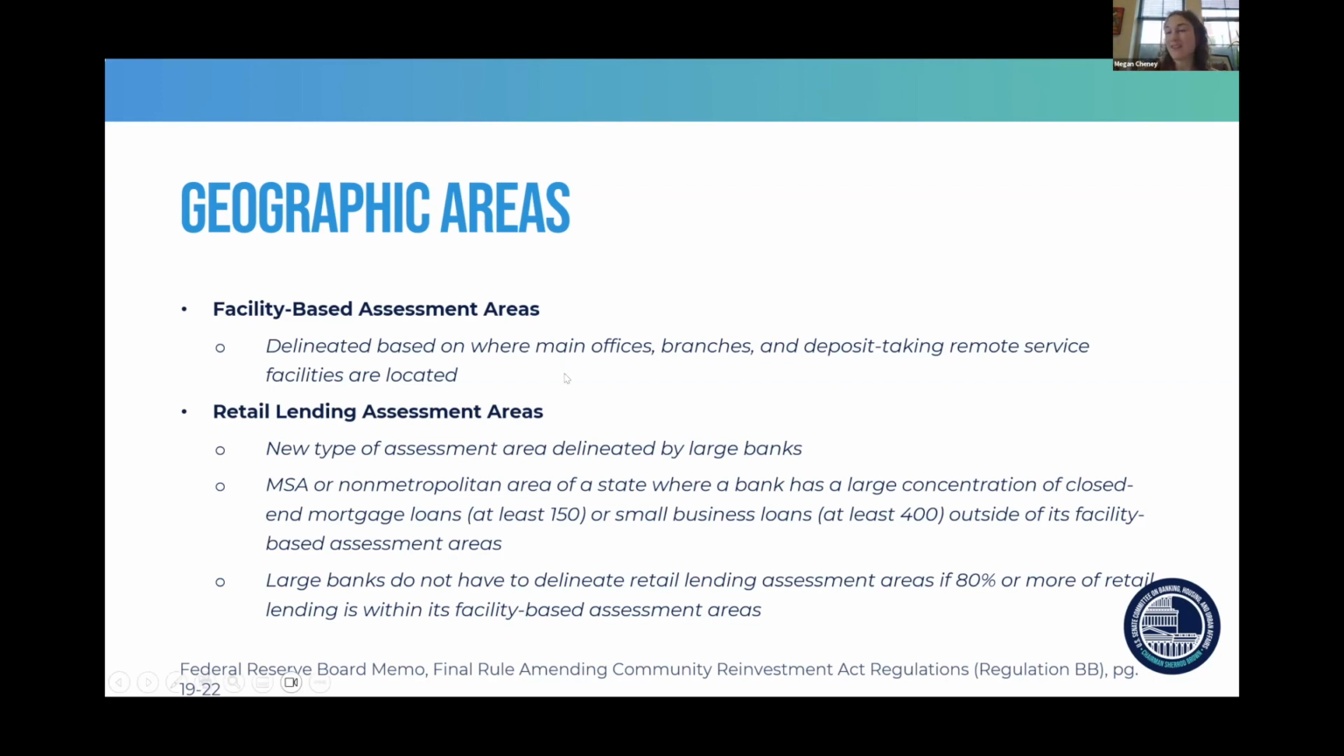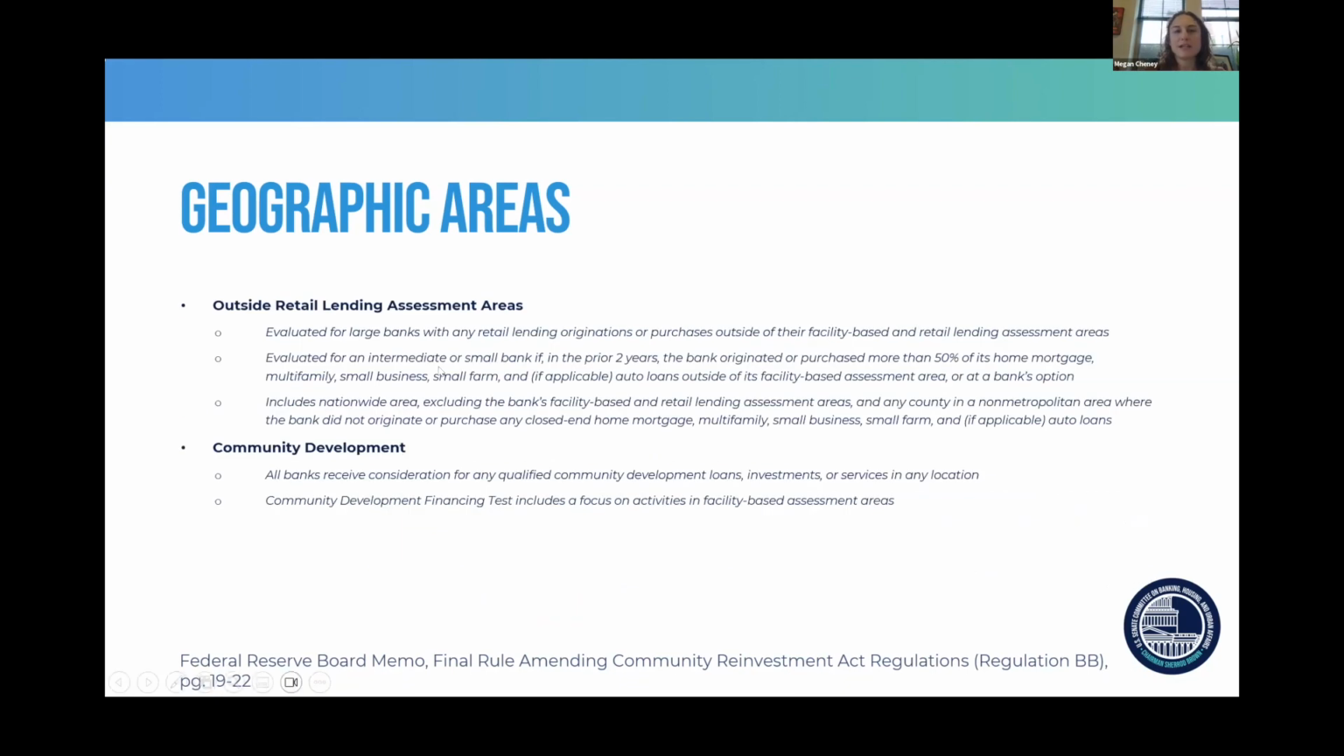Now, if a bank doesn't do a lot of that outside of their assessment area activity, then they don't have to have retail lending assessment areas. But that's something that's new and will apply to large banks. And then the outside retail lending assessment areas, these are areas for large banks with a lot of retail lending outside of their facility-based assessment areas and outside of those retail lending assessment areas, and also intermediate banks that originate a lot of their consumer retail loans outside of those facility-based assessment areas that we talked about. And so it really includes the entire nationwide area outside of the facility-based assessment areas and retail lending assessment areas where a bank would be doing business. And so regulators would be looking at that as well to see who is getting access to particularly home mortgage loans, small business loans, and small farm loans in those areas.